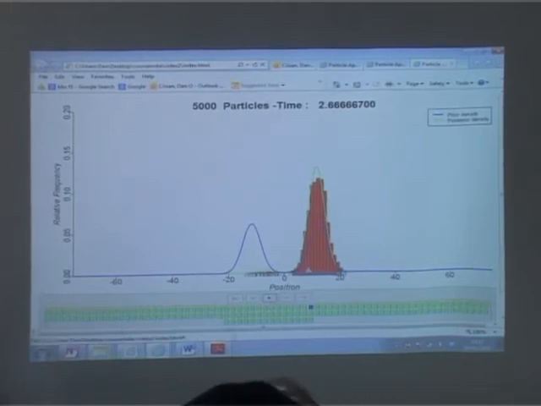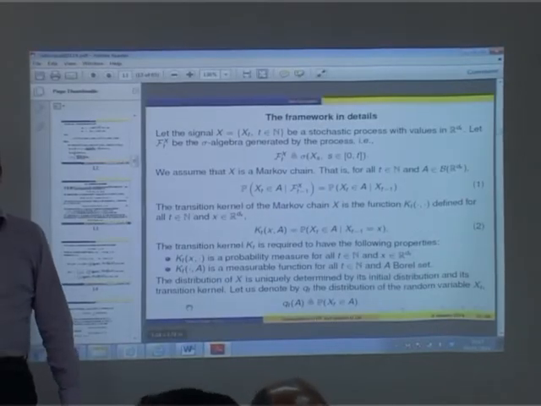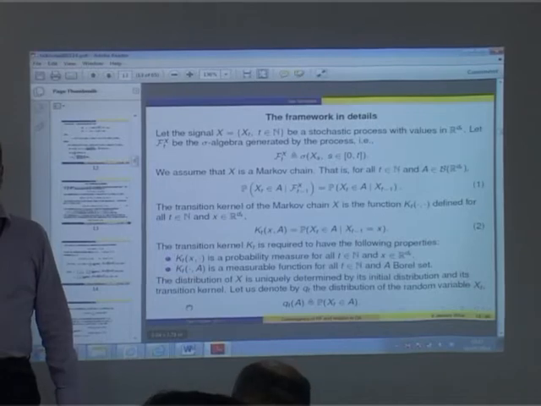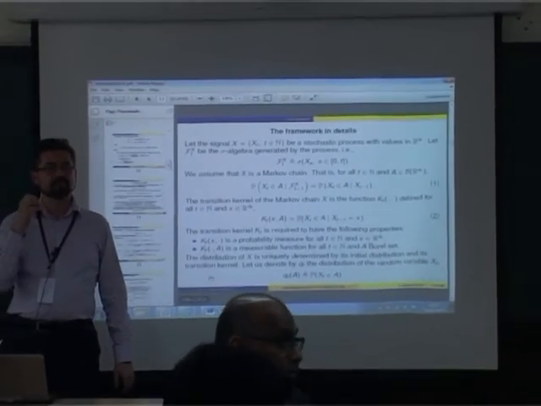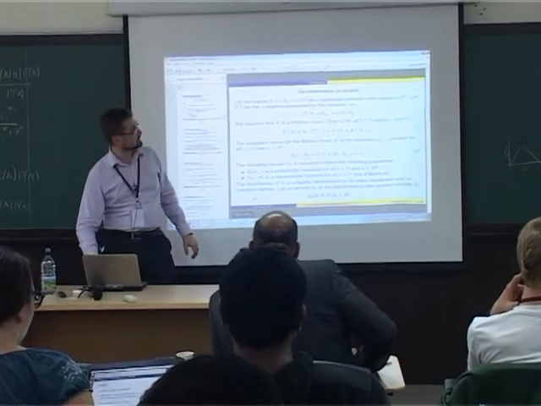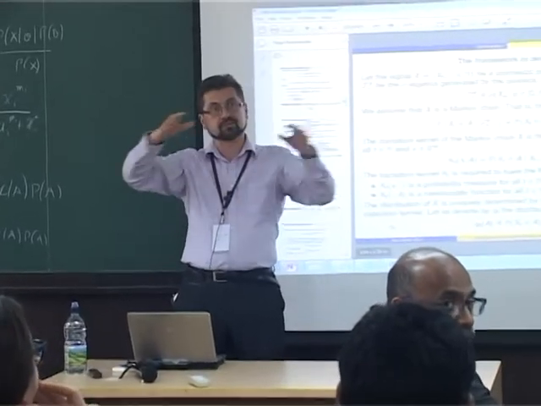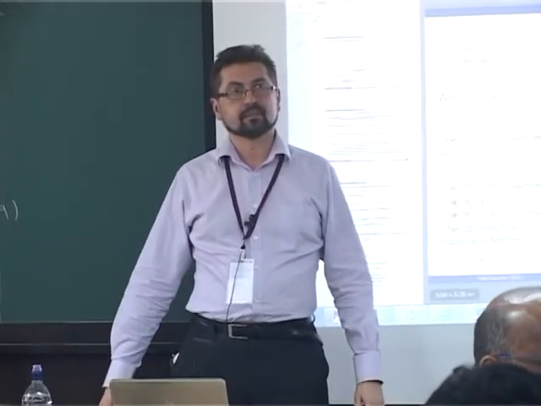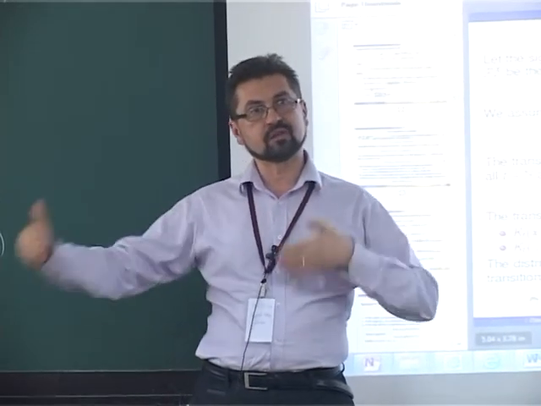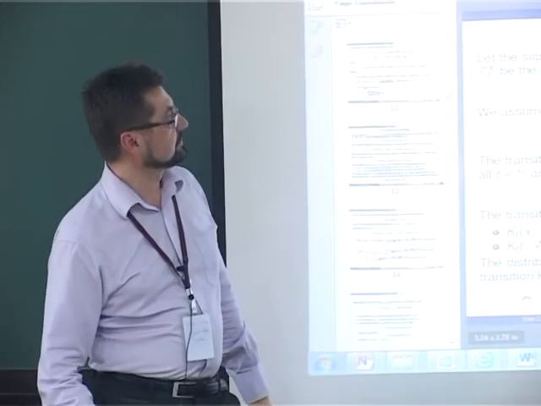Just for clarification, the prior is also getting updated there. Yes, the prior evolves. I mean, it's a Markov chain. So the Markov chain evolves. I have evolution of the prior as well, and I can explicitly compute it in this case.